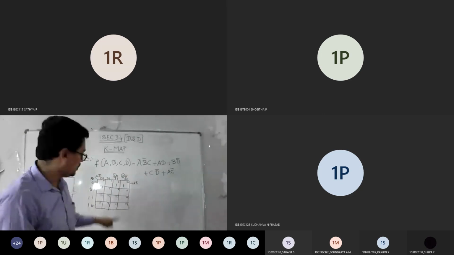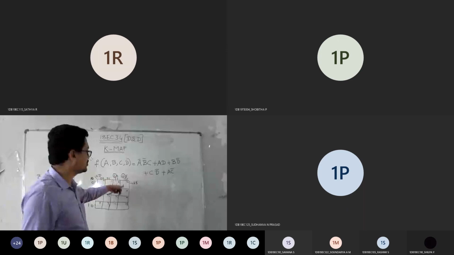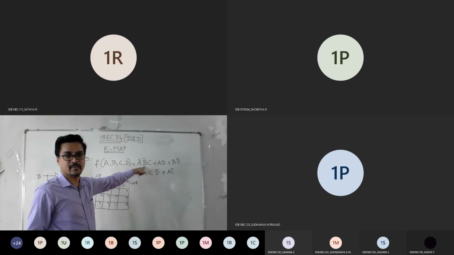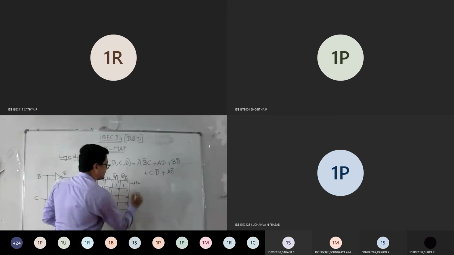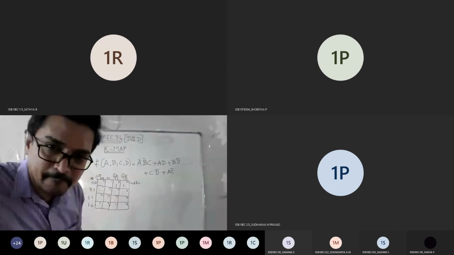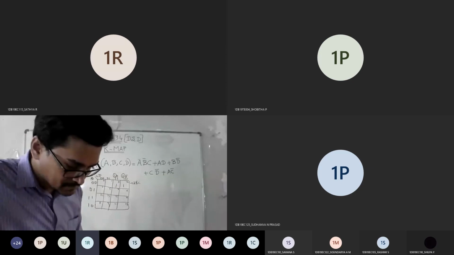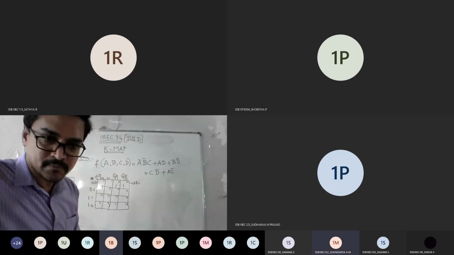Agree? Earlier you used to write like this, and from that you used to get A bar, B bar, C. But now it's the reverse process. So from this, is it equal to A bar, B bar, C? Is it clear to everyone now? Is it fine now? Yes, sir.